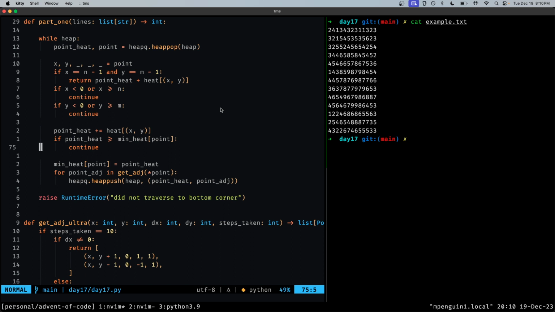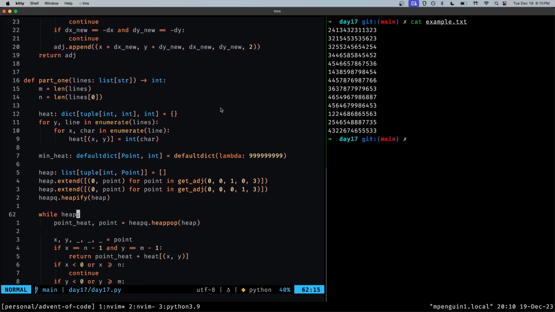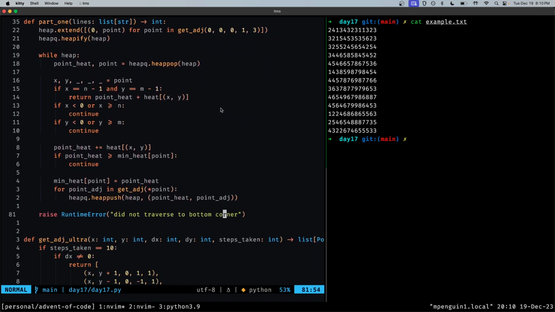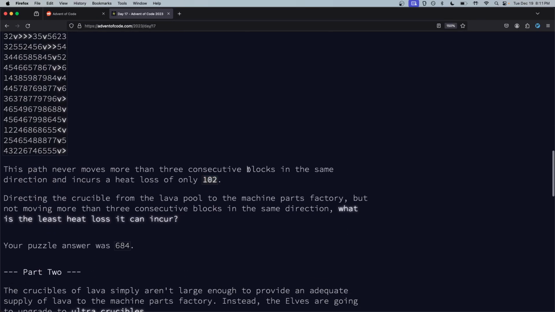Implementing this was a real challenge. I had literally almost 100 lines of code trying to just debug, printing out like the paths, and I just couldn't figure out why it wasn't working. And it just had to do with some of these constants here, setting the steps remaining properly and all of that. So yeah, this was a challenging problem, but that's part one. Let's run it on this example to make sure we get the correct solution. Get 102, and that's indeed correct for part one.